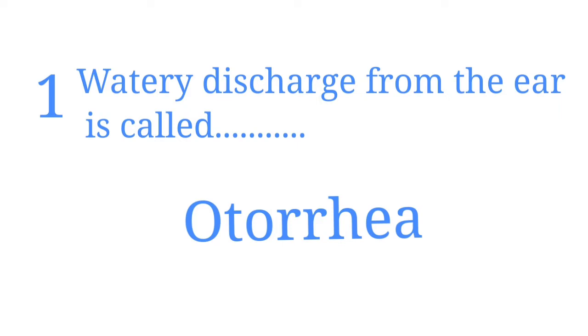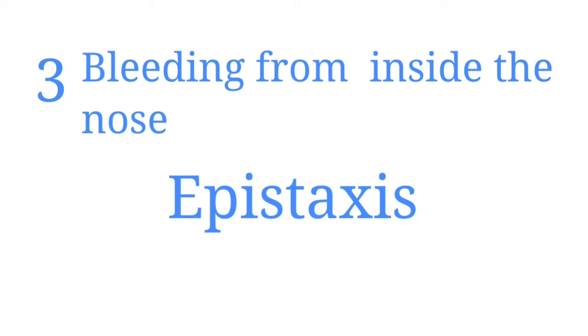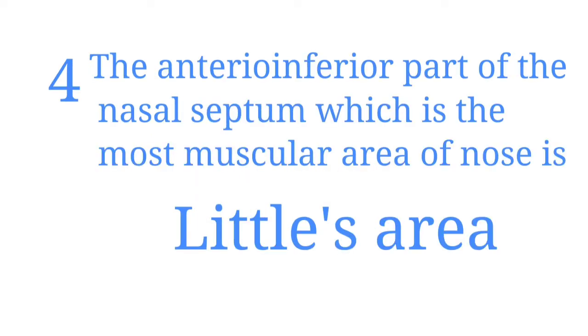Watery discharge from the ear is called dash. Otorrhea. Nerve which help in sensation of smell is dash. Olfactory nerve. Bleeding from inside the nose. Epistaxis. The anterior inferior part of the nasal septum, which is the most muscular area of nose, is Little's area.